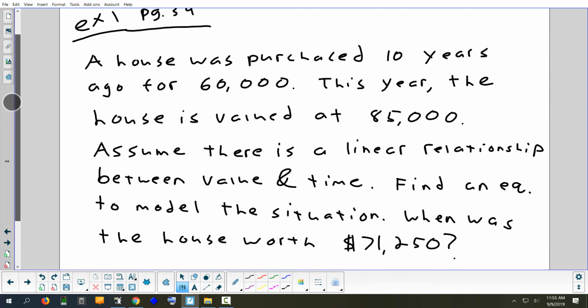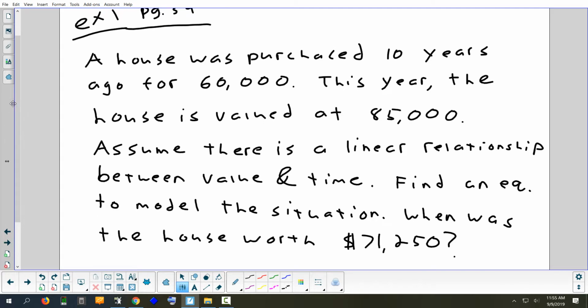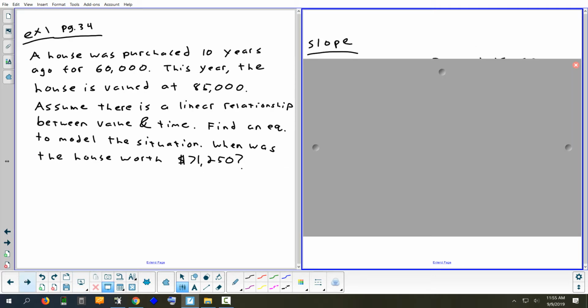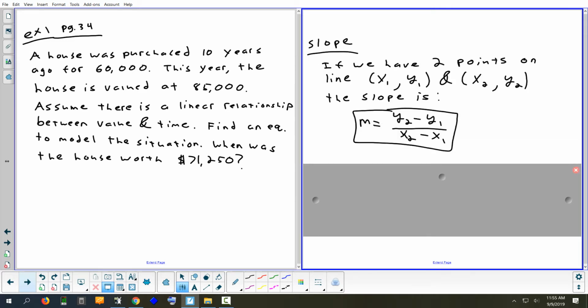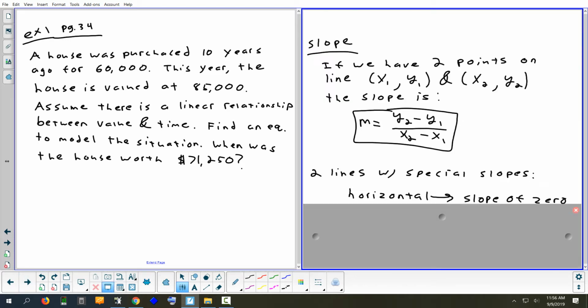All right, this actually is going to tie in with this. So in example 1, I'm going to practice finding the slope. Does anyone remember the formula for slope? Rise over run. Yep, I heard some people say rise over run, that's correct. You can also say change in y over change in x.